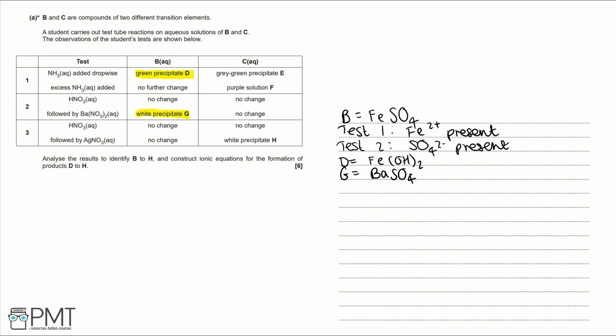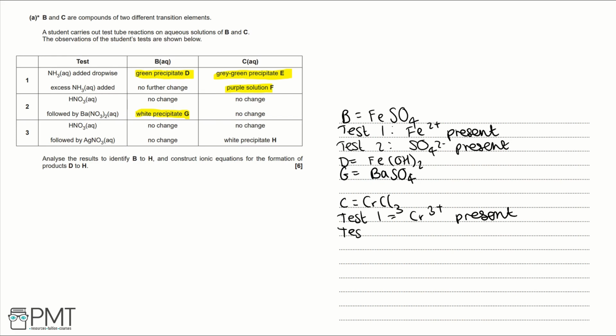Now if we look at C, so C is equal to CrCl3, or chromium chloride. So the way we can work this out is if we look at test 1, we have a grey-green precipitate E and then a purple solution F. So these colour changes when you react with a little bit of ammonia and then a lot of ammonia, that is a test for chromium 3+ ions. So they're present because we've got a positive test.